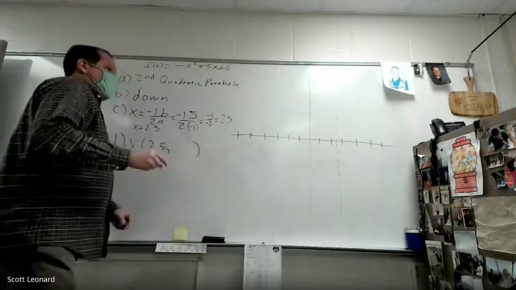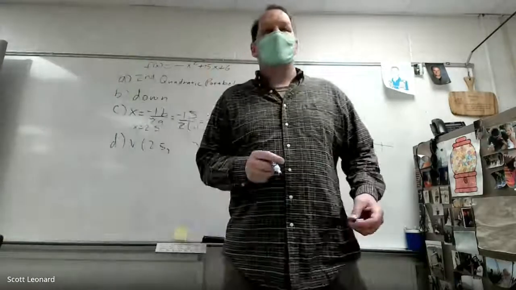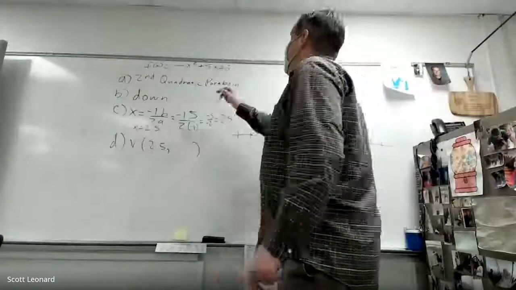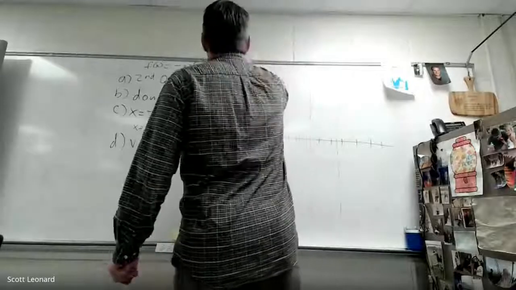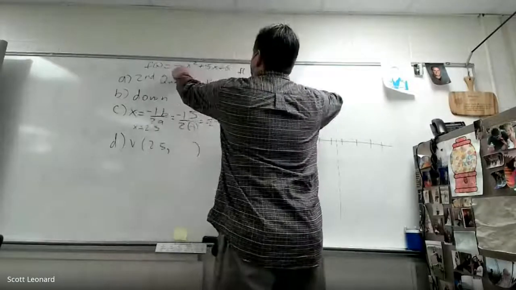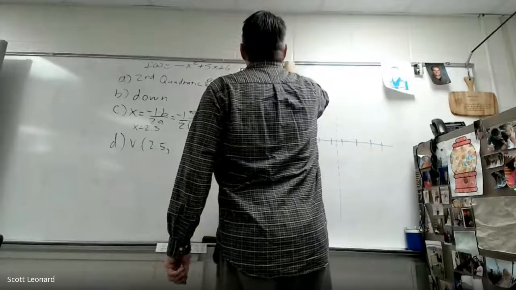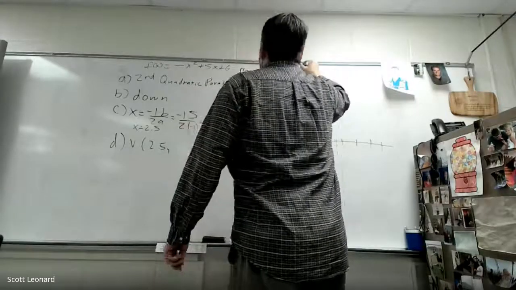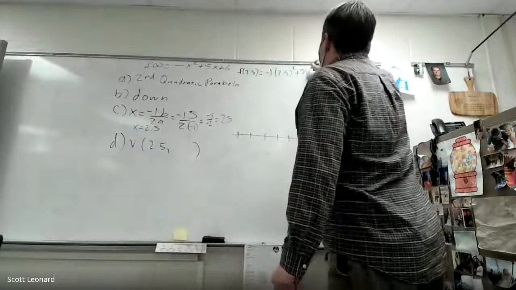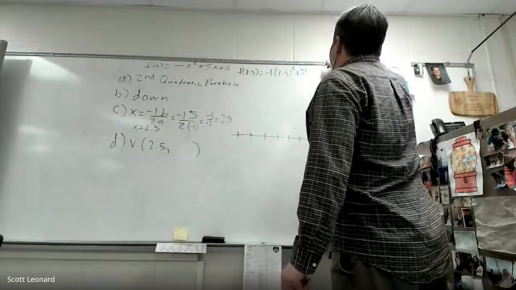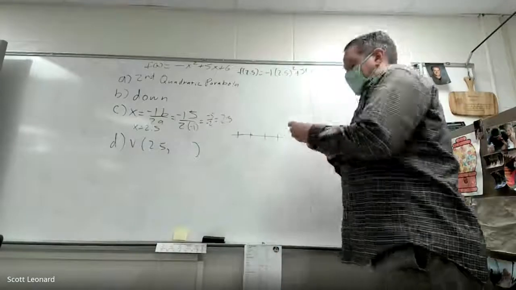How do I find y values? Plug it in. So right now, when you plug this in, I'm giving you one of the hardest ones possible with this negative in front. We're going to plug in 2.5. We're going to go with negative 1 times 2.5 squared plus 5 times 2.5 plus 6. Take a minute, work that out.